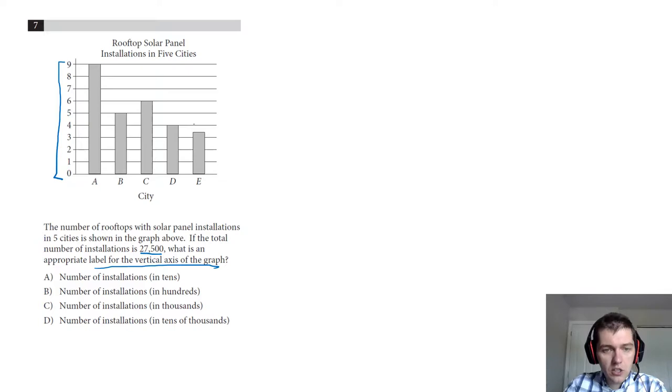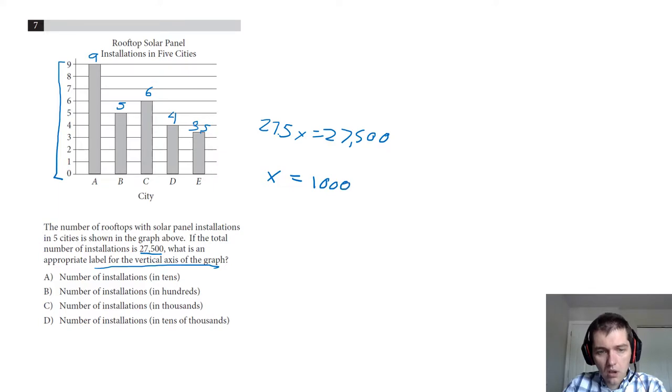27,500. So you take a look and know that each of these, you have 3.5, you have 4, you have 6, you have 5, and you have 9. You could add all these up and find that they come to 27.5, and you know that that has to equal times some number x has to equal 27,500. So what is that number x? If you divide, x is equal to 1,000, which means that the multiplier for your y-axis is thousands. So your answer is C, number of installations in thousands.